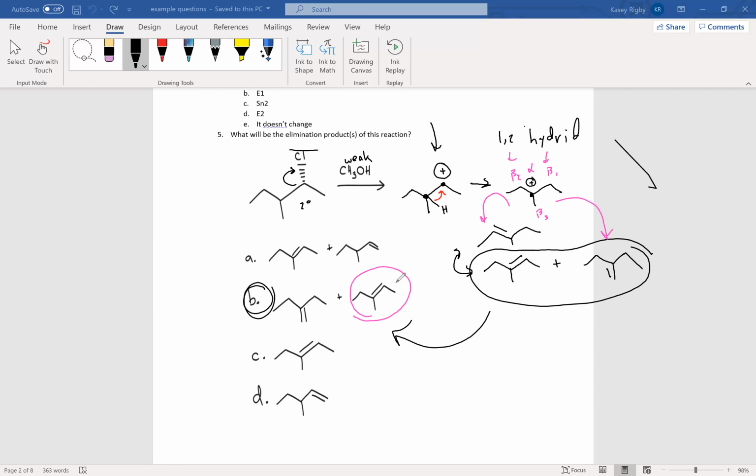Okay, how do you determine if a base is weak or strong? Generally, weak bases are going to be neutrally charged, and strong bases will be negatively charged. That is not a hard and fast rule, but for this class, 90% of the time, if you see a negative charge, it's going to be a strong base, strong nucleophile. If you see a neutral charge, it's going to be weak. Okay? So let's just do one bonus here.